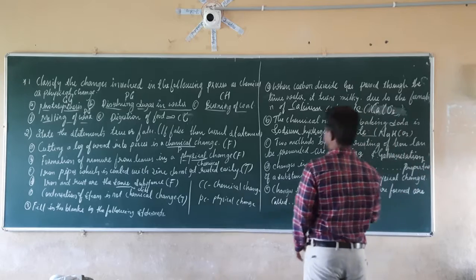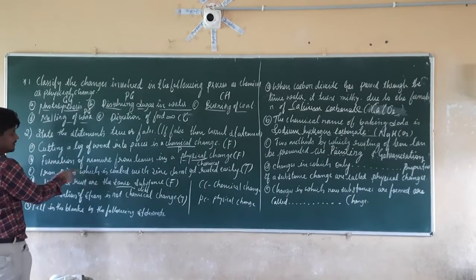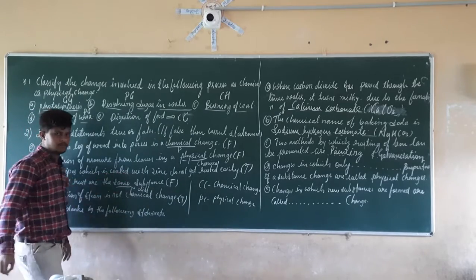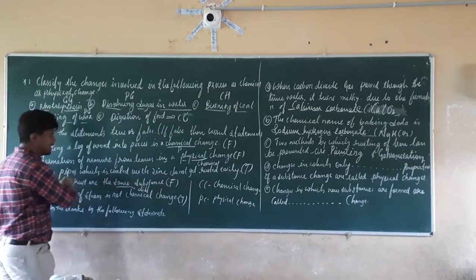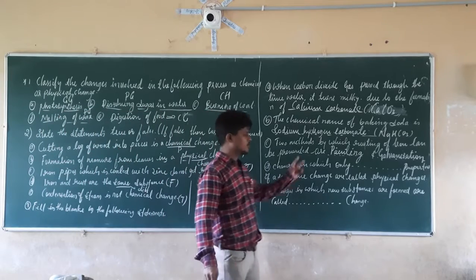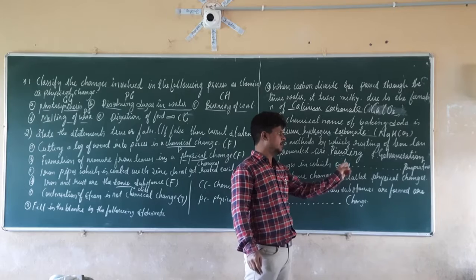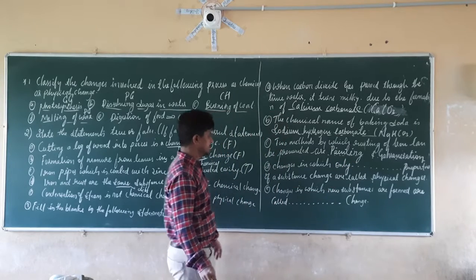Galvanization. So what is galvanization? See here, an iron pipe which is coated with zinc. The coating of zinc on the iron material is nothing but galvanization. So by two methods we are going to prevent the rusting of iron: one by painting, the other by galvanization.